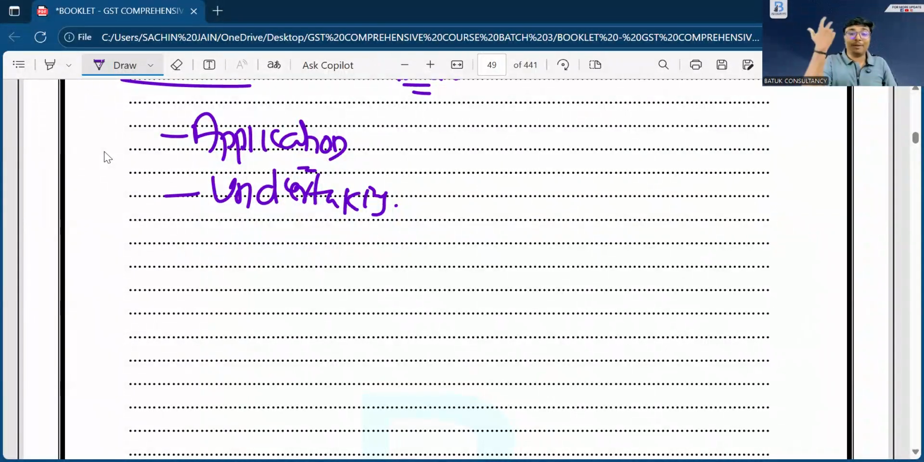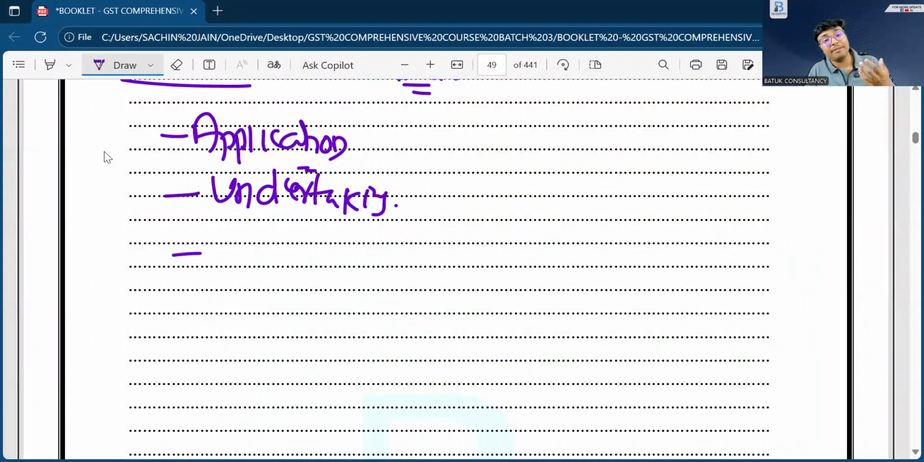Suppose the departmental authority has passed the refund application, and in future the departmental authority comes up with a notice or a demand. Your client will say, Mr. Sachin, you have filed the refund application, now why is this demand there? So it will be a very crucial situation. So next is my undertaking.